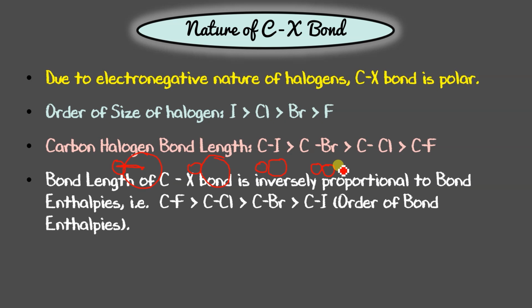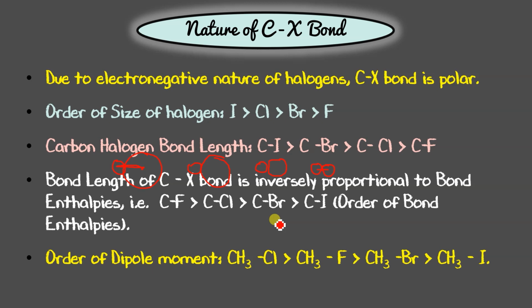Got it? Now, the bond length of the C-X bond is inversely proportional to bond enthalpy. We know that the bigger the bond, the smaller the enthalpy, because it will break easily, isn't it? So here the C-F bond is the smallest bond. That means it needs more energy to break. It's a simple thing. You can take the example of a big stick and a small stick. It will be easy to break the long stick, isn't it, with respect to the smaller stick? The same thing applies here. So the C-F bond is very short. That's why the bond enthalpy is quite high compared to C-Cl, C-Br, and C-I.